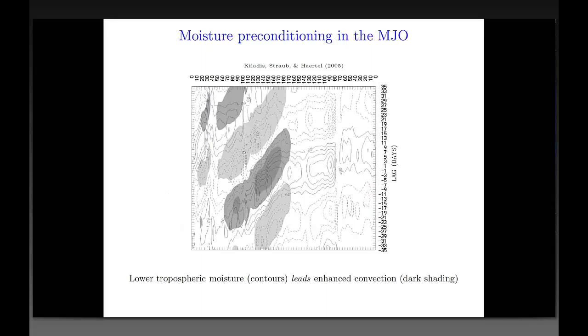And another feature of the MJO that's very important is water vapor or moisture. And what we see here is yet another statistical composite. So time is going up in this picture, and we're going across around the circumference of the Earth here. And so what we see over this Western Pacific sector is the contours are the lower tropospheric moisture. So we see lower tropospheric moisture contours propagating eastward, and then after the moisture comes the enhanced convection, which is the dark shading right here. So before the enhanced convection of the MJO appears, there is first a moistening of the lower troposphere.